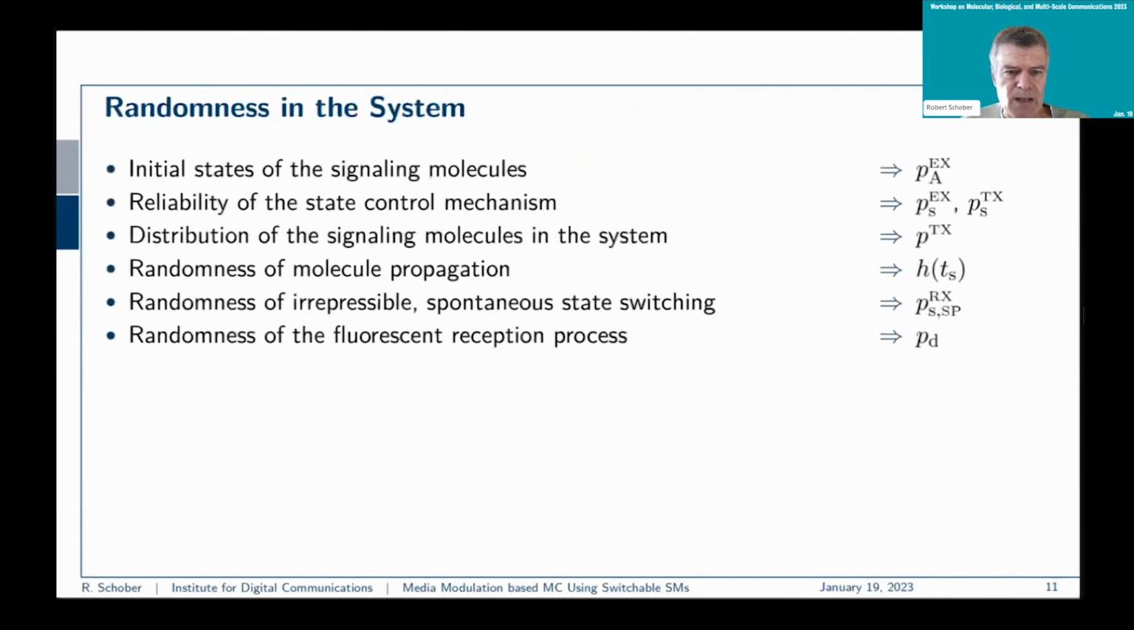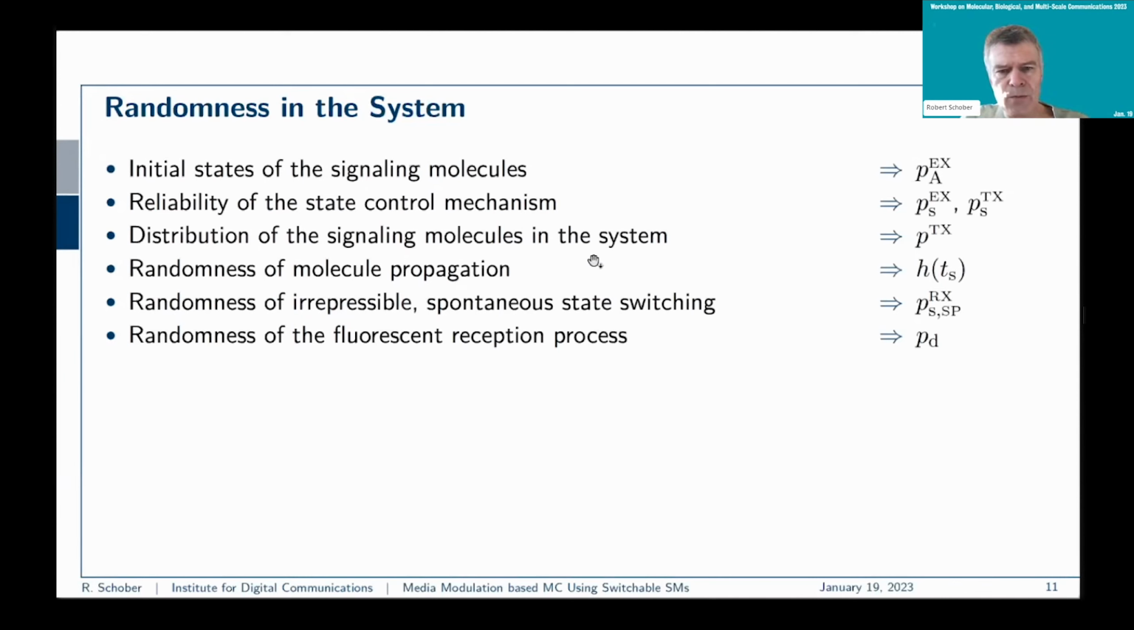And in contrast to the conventional system, there's more randomness in the system. Here I list the sources of the randomness. First of all, the initial state of your signaling molecules is, of course, random, so this you don't know a priori. Then the switching from one state to the next state is not deterministic. That's also probabilistic and has to be modeled accordingly.